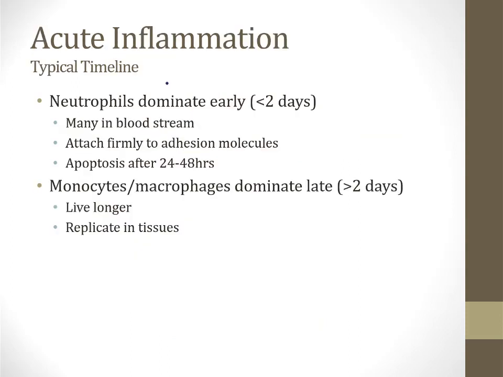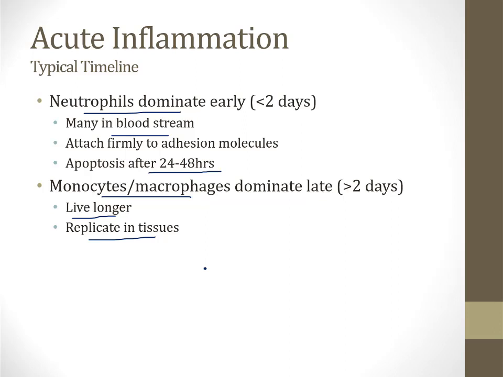Very high yield for you to know the typical timeline of acute inflammation. So in the first 2 days or so of acute inflammation, neutrophils are the dominant cell type. There are many of these in the bloodstream, and they quickly attach to the endothelium and migrate into the tissue beds where inflammation is going on. They then undergo apoptosis after about 24 or 48 hours because neutrophils in general do not live that long. After 2 days, the dominant cell type are monocytes and macrophages. These cells live much longer. They can also replicate in tissues, so they hang around after the neutrophils have gone away.